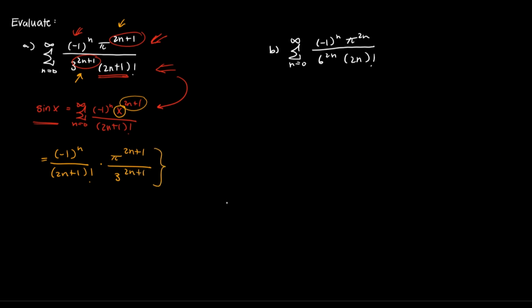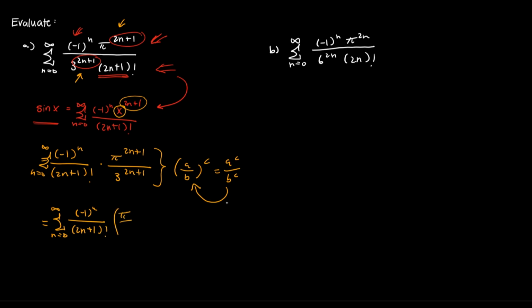Now what can we do with our exponent rules to this expression here? Well, if we have a over b to the power of c, it's really equal to a to the power of c over b to the power of c. And we can use this rule backwards to consolidate this into one expression. So what we really have, and sorry, this should be a sum, is the sum from n equals 0 to infinity of -1 to the power of n divided by 2n plus 1 factorial times pi over 3 to the power of 2n plus 1.